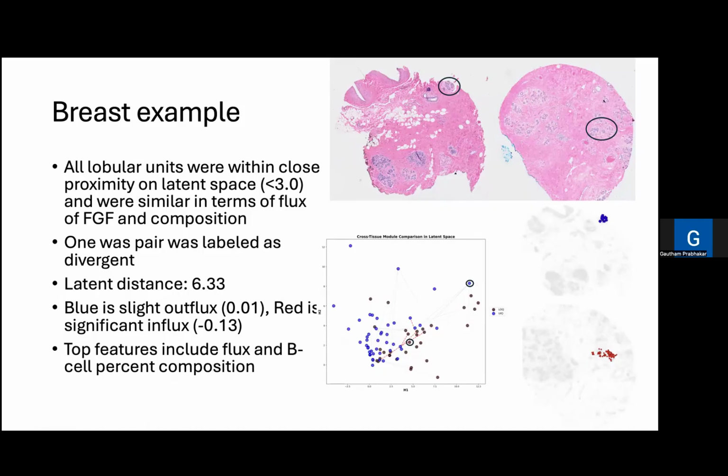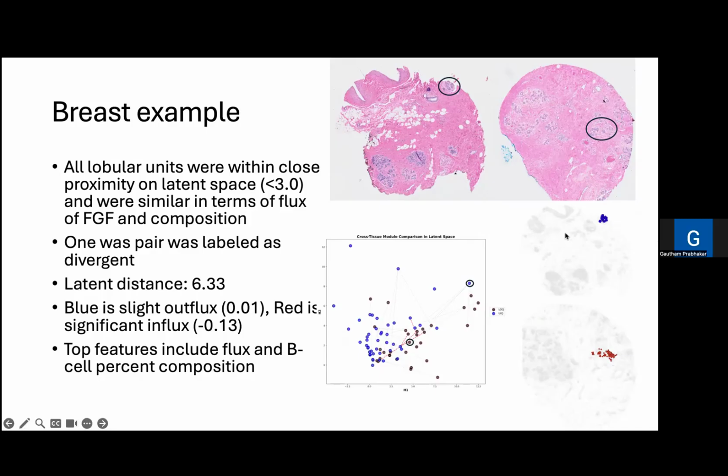But there was one pair that was labeled as divergent, which was these two. This one correlates with this, and this one correlates with this. And I drew them out on the tissue where they're located. And the reason that they seem to be more far apart on the latent space is because of flux. So for this example, I just use FGF as the pathway example.